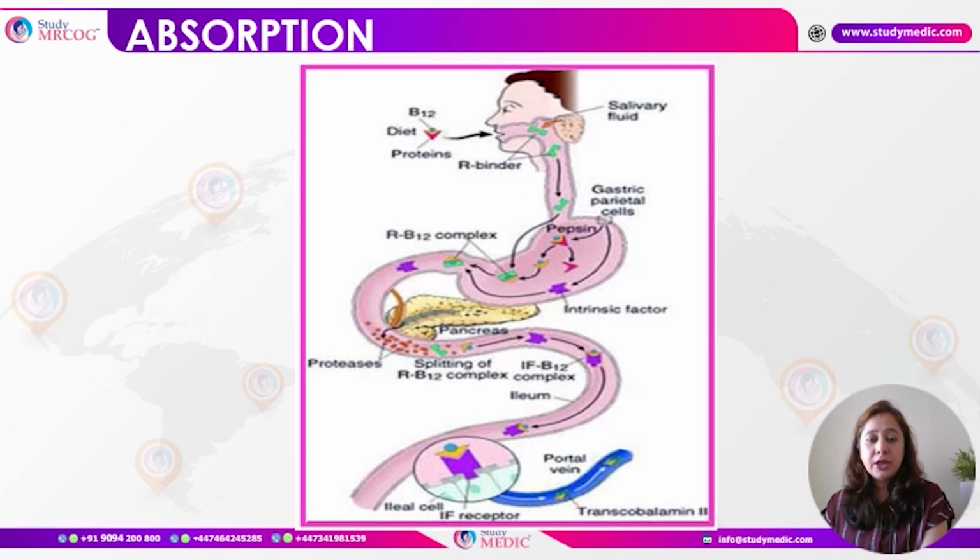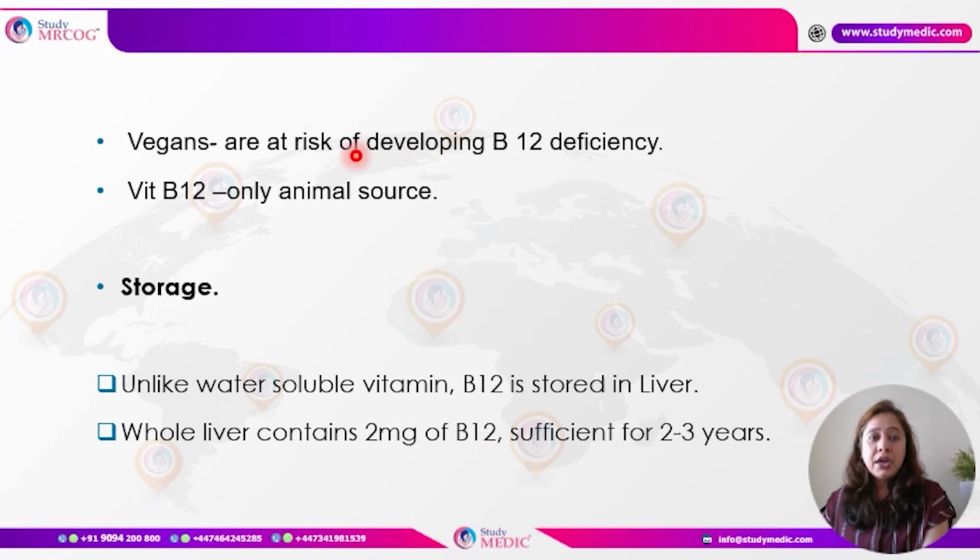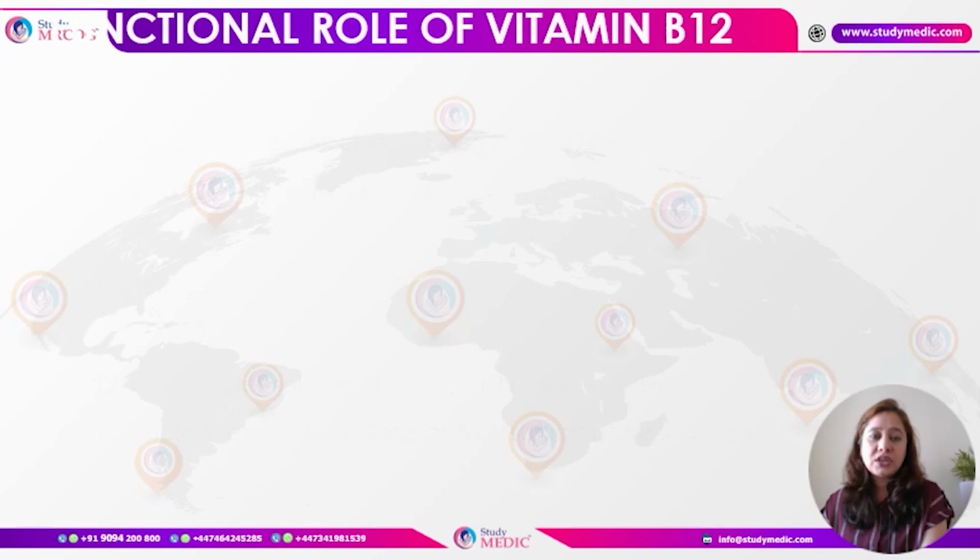Now, vegans have a high risk of developing B12 deficiency because B12 is only from animal sources. Now, this is an exception. All the fat-soluble vitamins are stored in the body, whereas water-soluble vitamins are not stored. So here is an exception. B12 is stored in the liver, and just 2 milligrams is quite sufficient for 2 to 3 years. So how should vegetarian people take care? A good amount of vitamin B12 is available in curds.